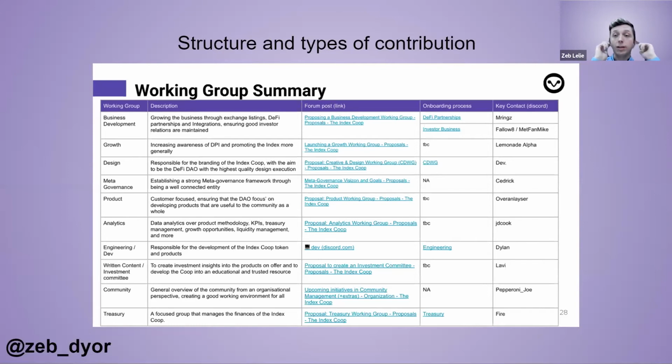Yeah, Philip, I think a lot of these DAOs are starting to do this because it works. It really works, especially working groups. That is just the way to go. And as you can see, there are different key contacts with funny names like Lemonade Alpha, Pepperoni Joe. These are the working group leaders that are being chosen from the community.